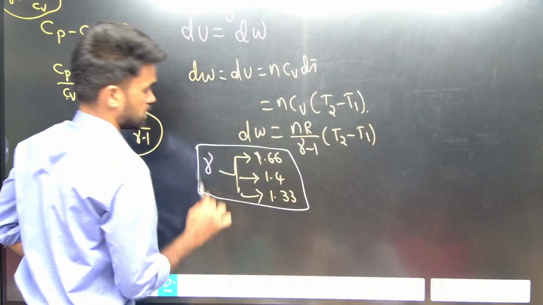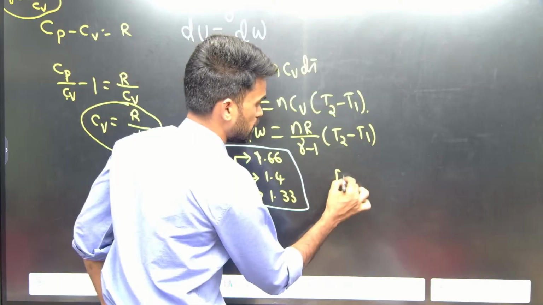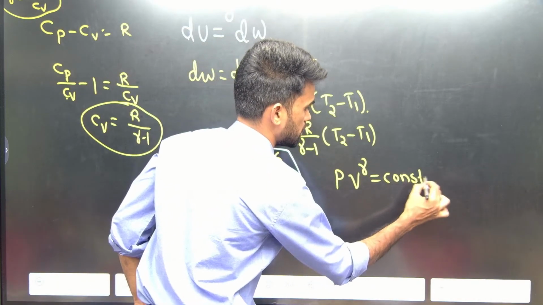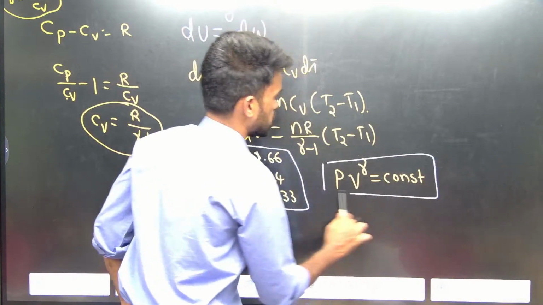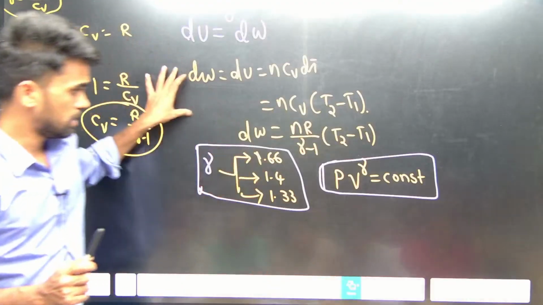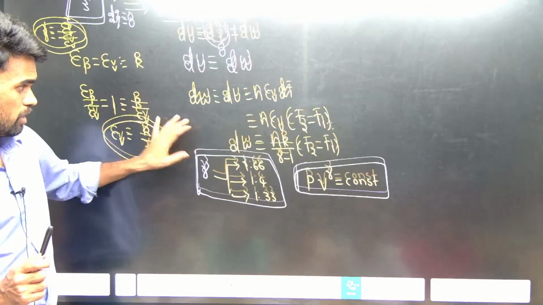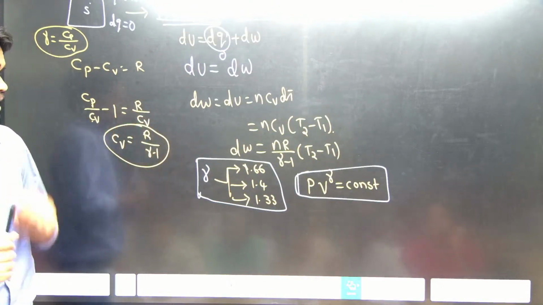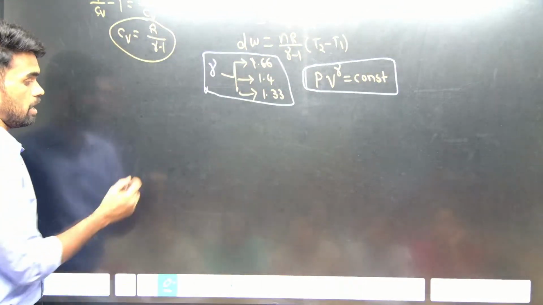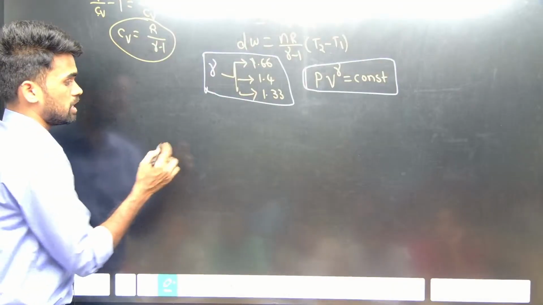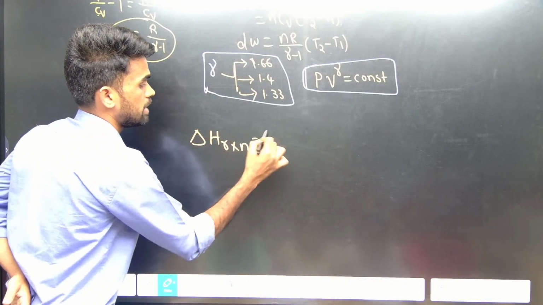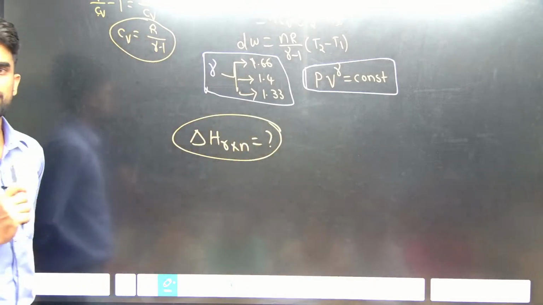Next, some other relations for adiabatic processes: PV to the power gamma equals constant. Just remember this. This is also one more equation for the adiabatic process. So these are all the formulas, and we did a few questions related to this. The next topic I started discussing is heat change during a reaction, which means enthalpy change, delta H of reaction. We started discussing enthalpy change during a reaction.